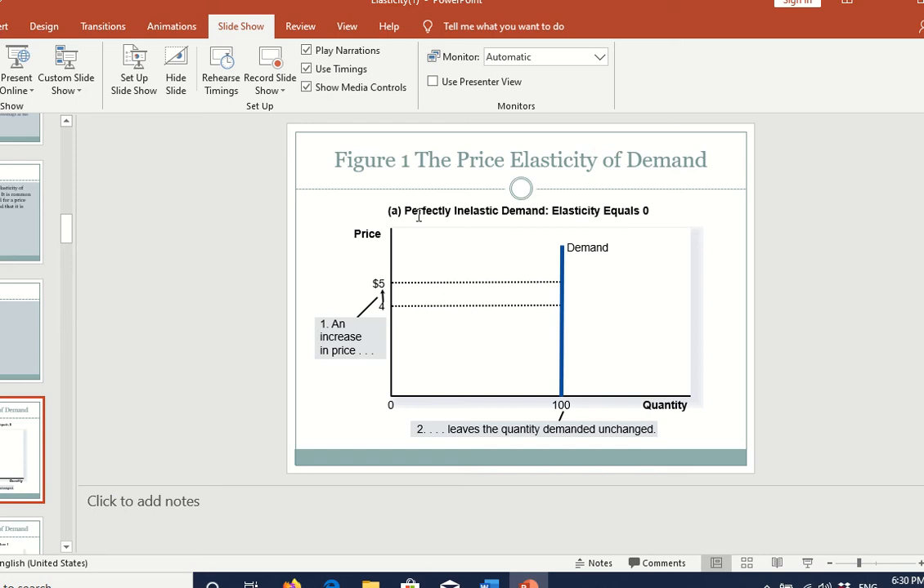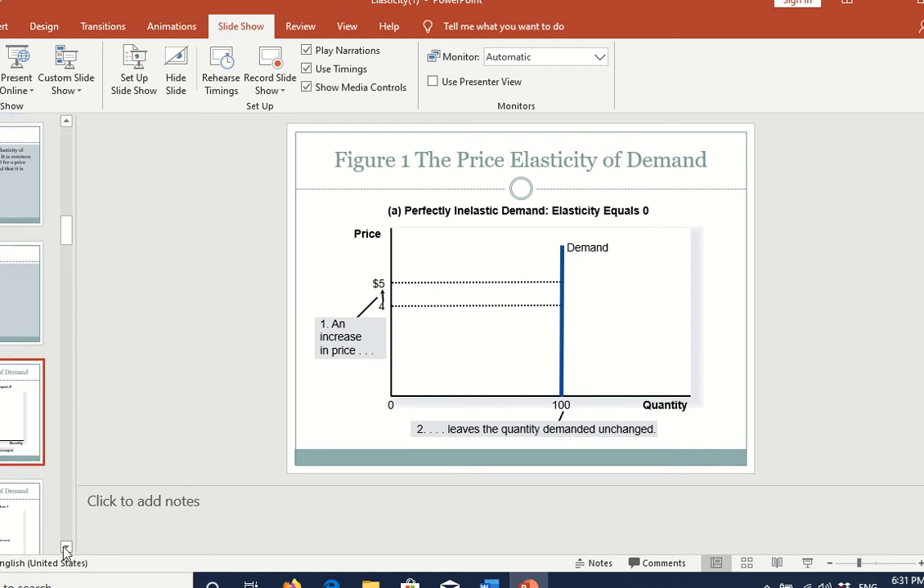So this is a perfectly inelastic demand. This is when the price elasticity of demand is equal to 0. As you can see, as the price goes up, the quantity is fixed. The quantity demanded stays the same at 100. So when we have a vertical demand curve, that means we have a perfectly inelastic demand. The quantity demanded simply doesn't change at all.